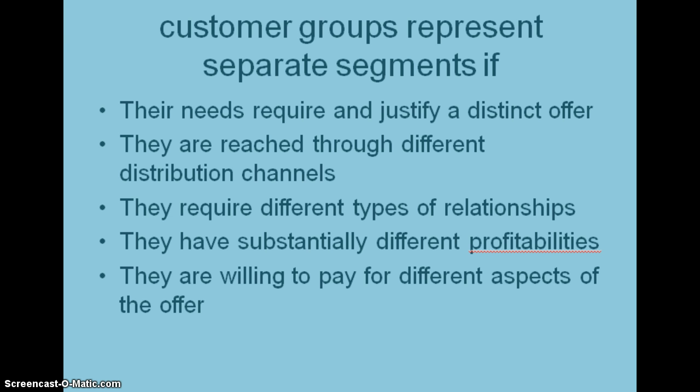When do they represent separate segments? So how do you put the lines between your segments? What are the borders? Customer groups represent separate segments if their needs require and justify a distinct offer. So Coke Zero versus Diet Coke. Here a distinct offer was justified. Also if they are reached through different distribution channels, if they require different types of relationships, if they have substantially different profitabilities, and if they are willing to pay for different aspects of the offer. Well, you can think of different examples here, but you have to go into that for yourself.